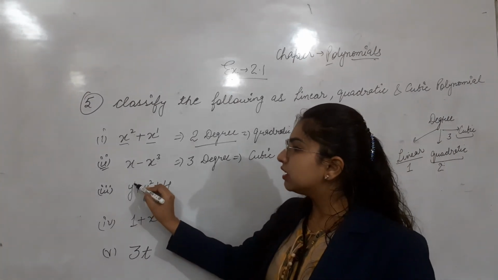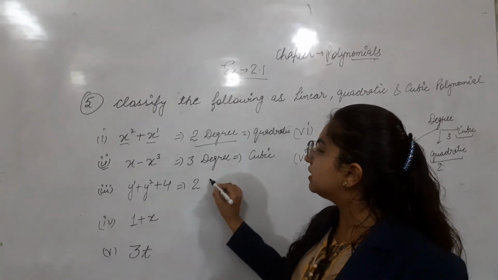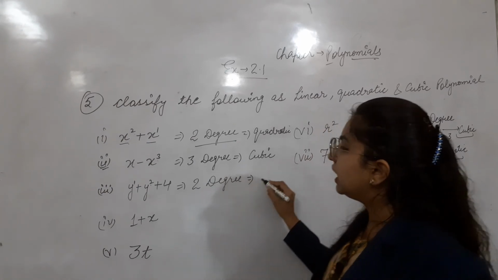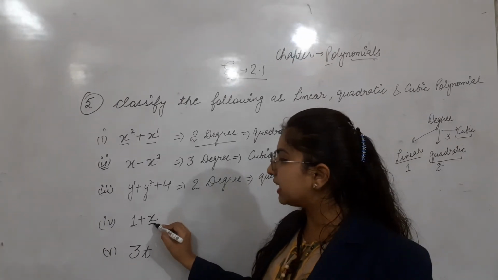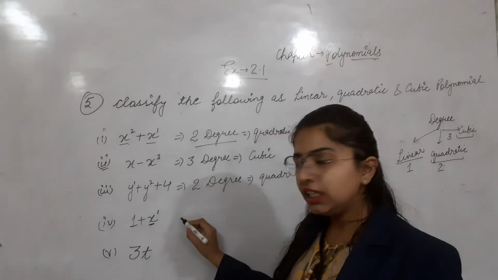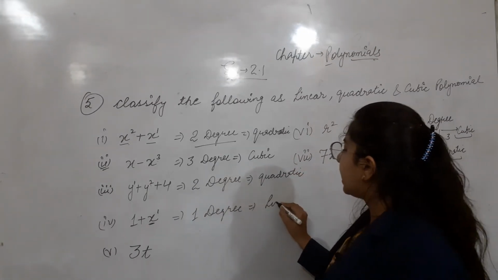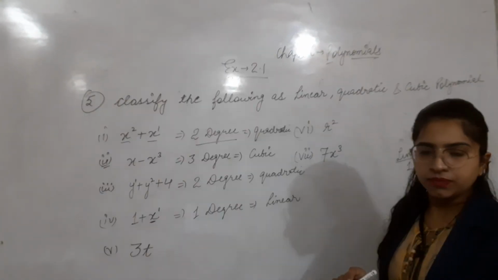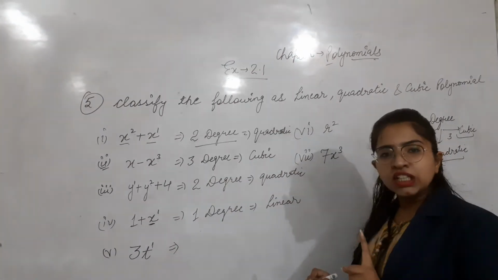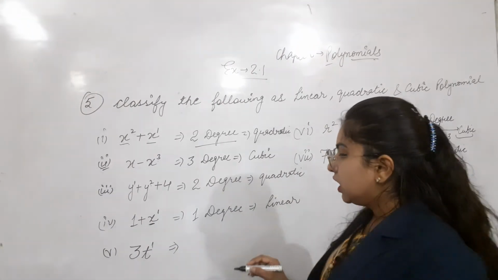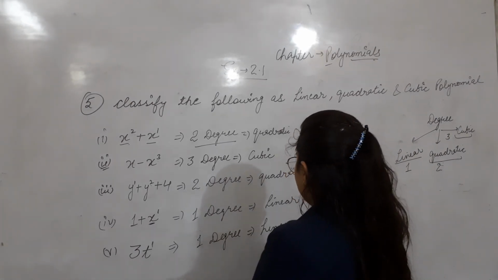Okay. Now here the power of variable, highest power of variable is 2. 2 with highest power, no? 2 as degree, you can say that this one is quadratic polynomial. Okay. Now here variable is x and the power of variable is 1 only. This will be 1 degree and with 1 degree you can say that this will be linear polynomial. And 3t, power is 1. Okay. Power is 1, no? T raised to power 1. Now the degree is 1. So with 1 degree you can say that linear polynomial.